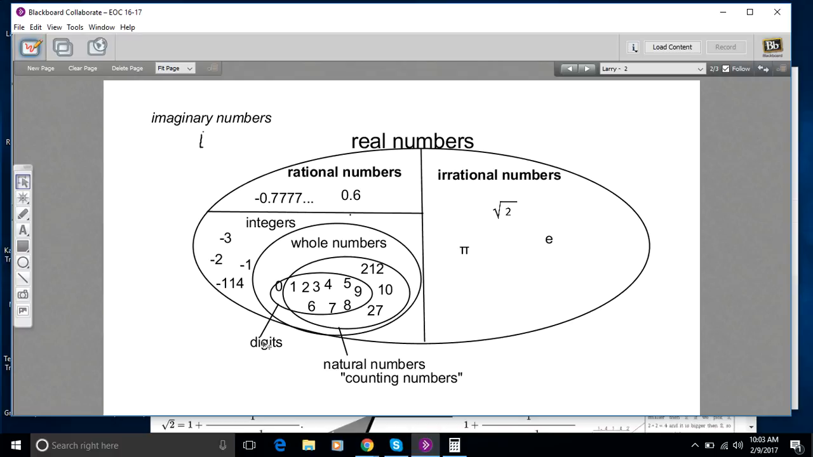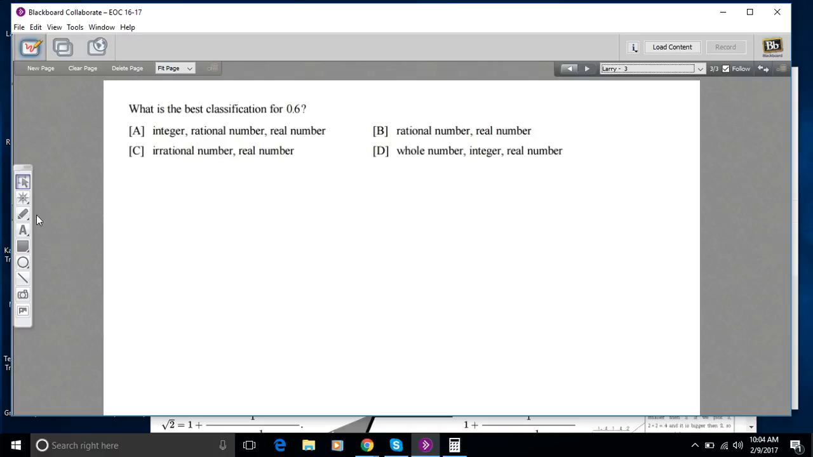And then one other classification we can make is the digits. That's just 0 through 9. All of the actual numbers that make up all of our other numbers are the digits. So those are the classifications. We'll come back to this when we need to, but let's look at a couple of problems here.